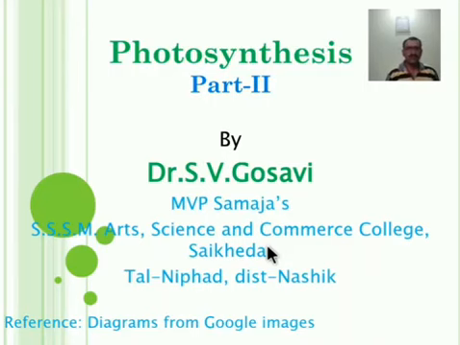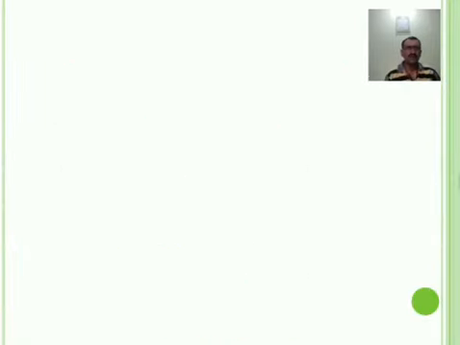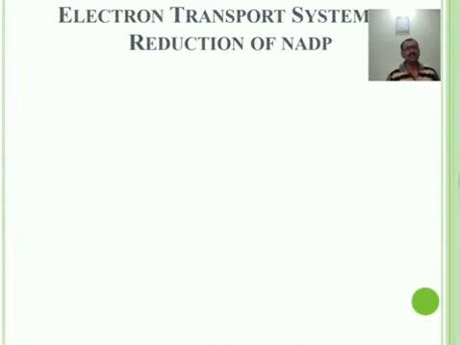Good morning students. This is the second part of photosynthesis, and in this part we are going to learn about the different processes of light reaction. Let us see one by one the different processes of light reaction. Before that, the first step of light reaction is the electron transport system.